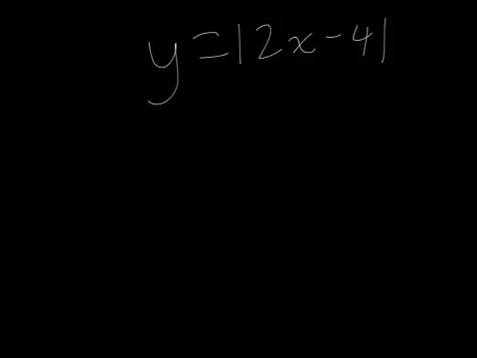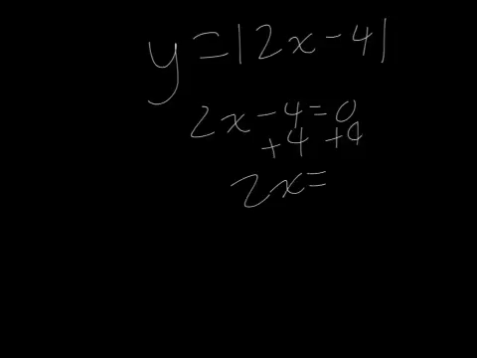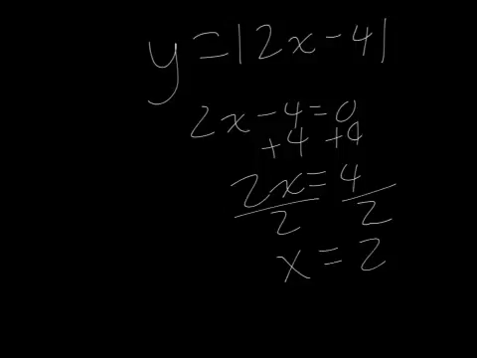Alright, so first thing we need to do is figure out what our vertex is. So our vertex is going to be, we're going to look at what's inside of our absolute value bars, and we're going to set that equal to 0. And when I solve this, I'm going to get x is equal to 2. So now that my vertex is at 2, I'm going to go ahead and make my table of values.